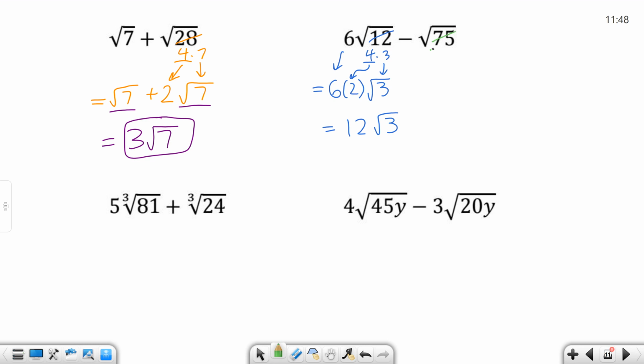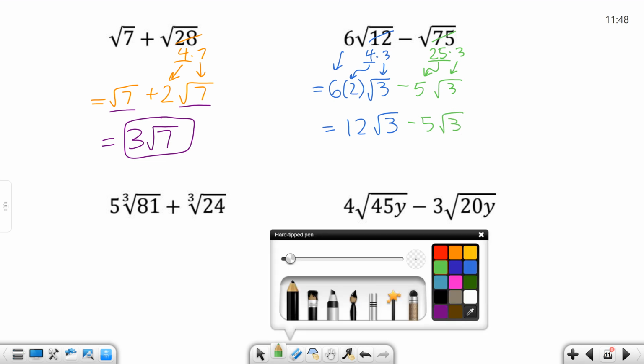Over here, can I break 75 up? Well, isn't 25 a perfect square, and 25 times 3 is 75? So then minus, and the 25 comes out as a what? A 5, and what stays under the radical? 3. So this is minus 5 square roots of 3.